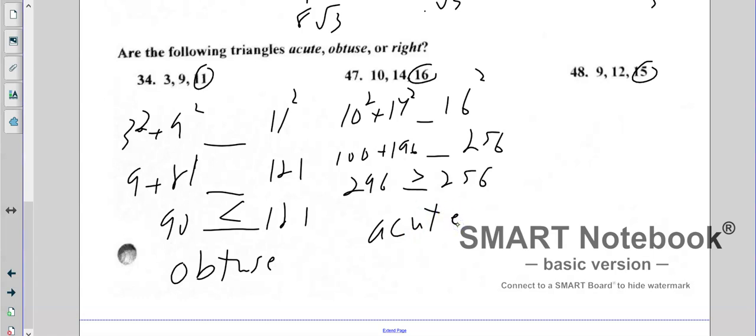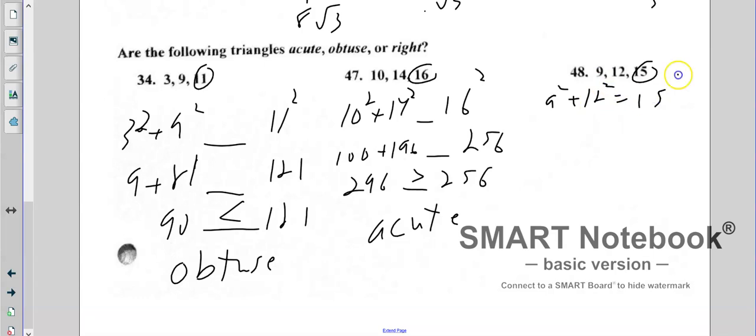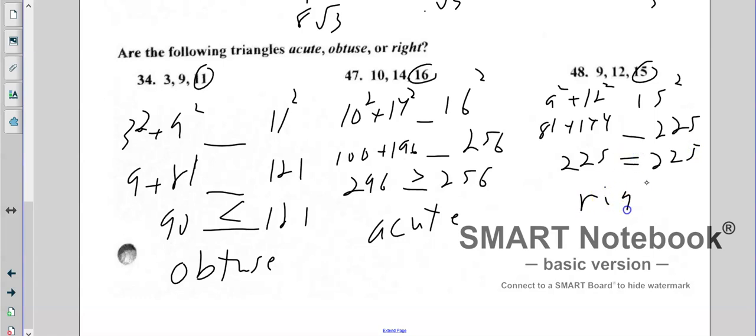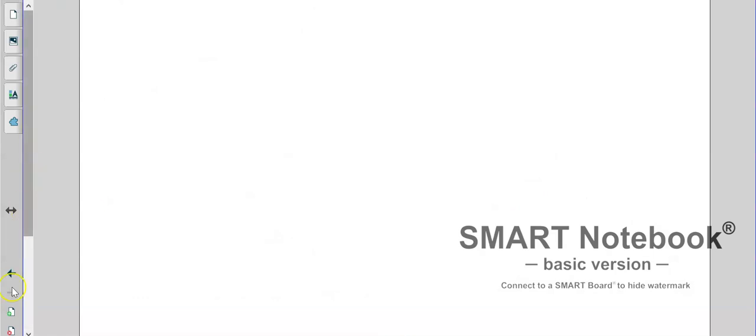Gee, I wonder what this one's going to be. 9 squared plus 12 squared, blank, 15 squared. 81 plus 144 is 225. This ends up being 225 and 225, so this one ends up being equal, so that's a right triangle. And that is it for that review.